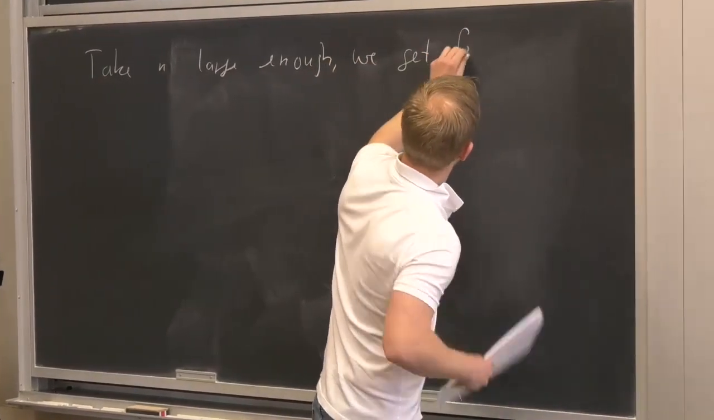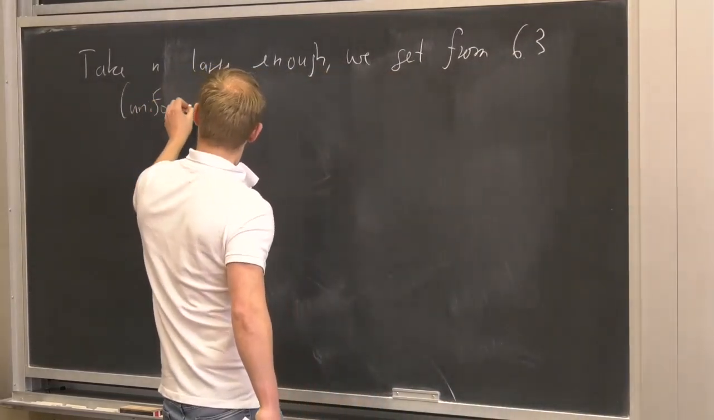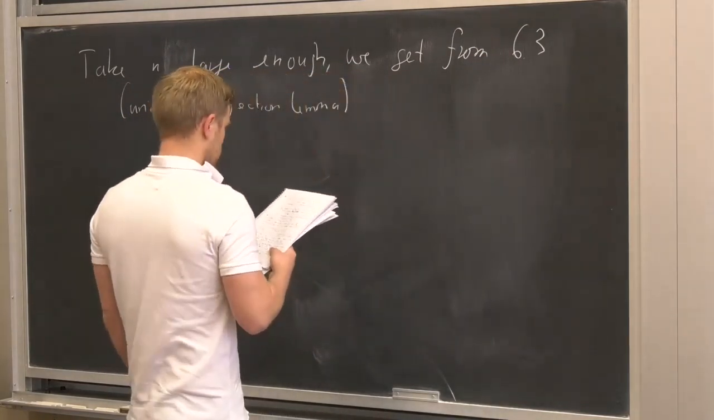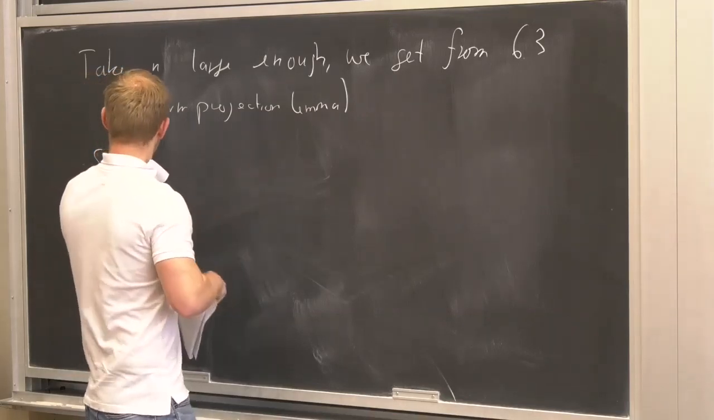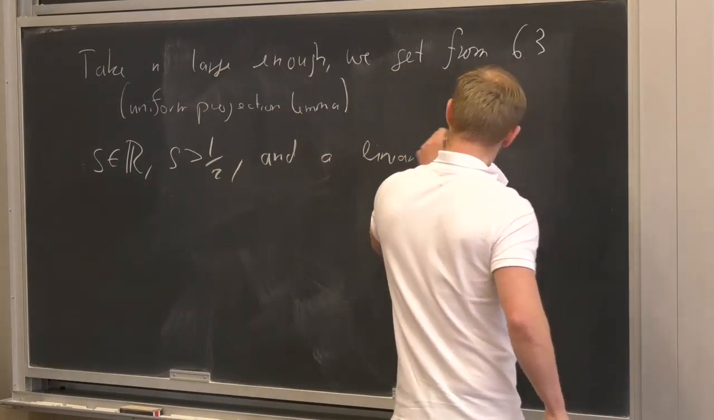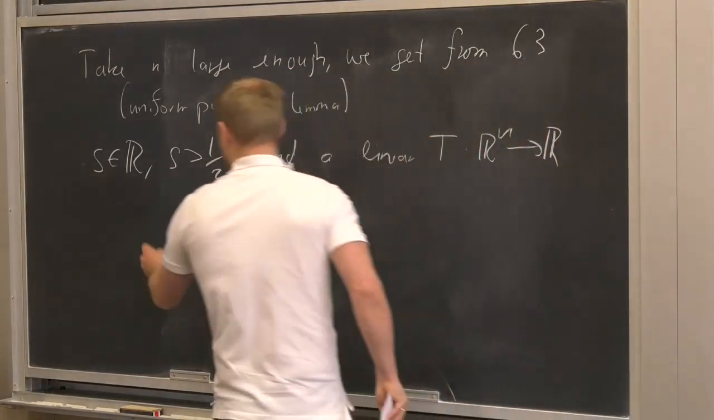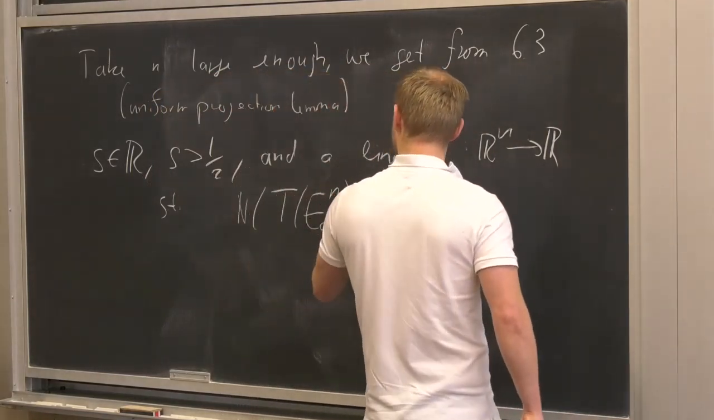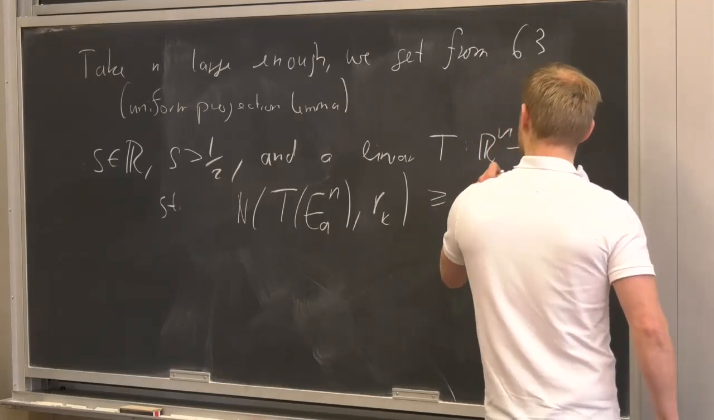So taking n large enough, we get from 6.3, this uniform projection lemma, s in R large enough and a linear map T from R^n to R such that the number of balls needed to cover these things after projecting down, that's what the T does, is larger than this.